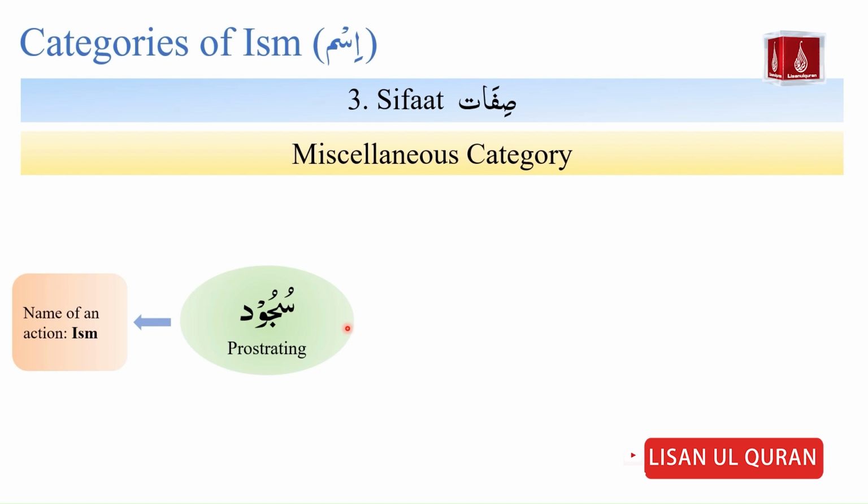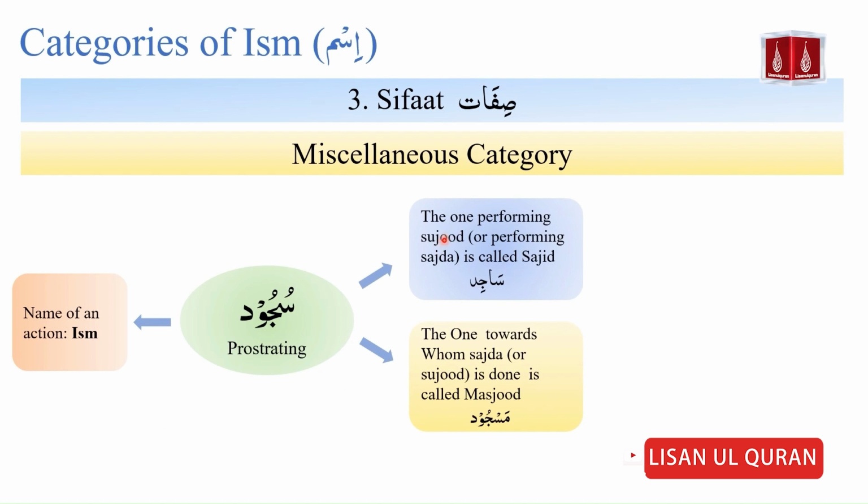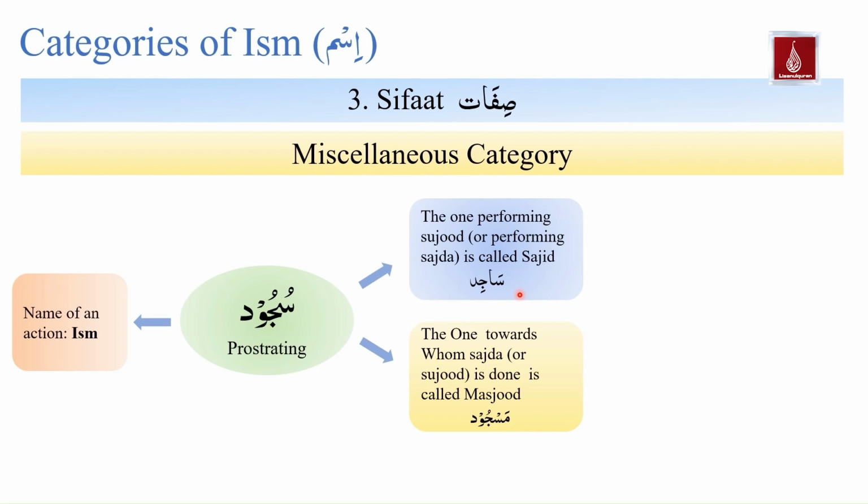But relevant to sujood, we have the one who performs the sajda, and that is called sajid. On the other hand, there is the one towards whom sajda is performed, or there is the one towards whom sujood is done, and that is the masjood. So we have sujood, which is the name of an action, and then we have sajid, that is the one who performs that action, and masjood, towards whom that action is attributed.